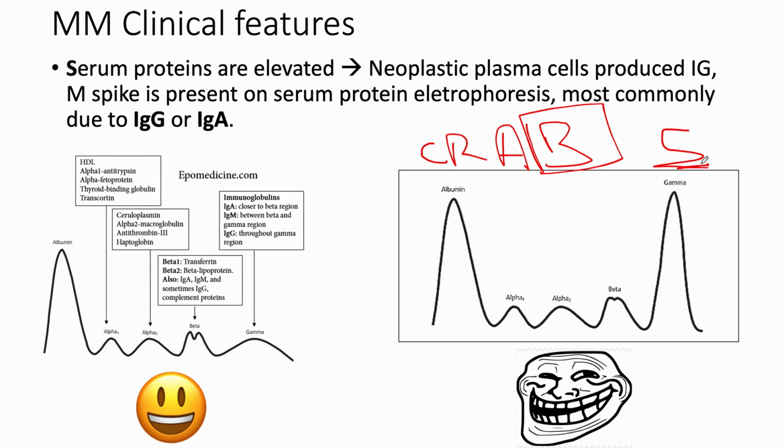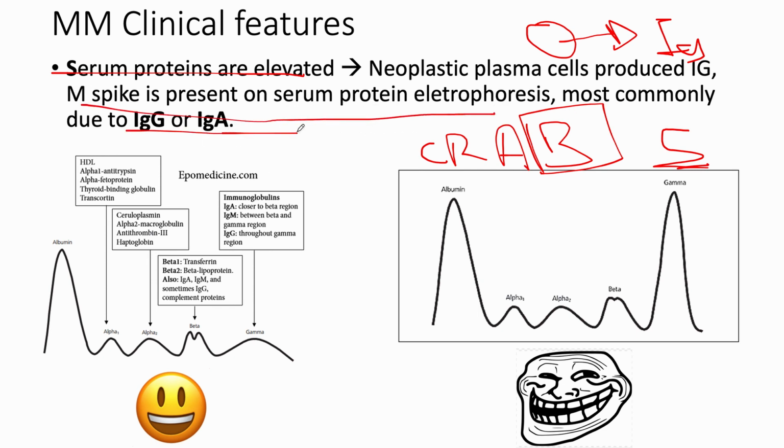And then the S. What is S? S is serum proteins being elevated. So the neoplastic plasma cells, what are they producing? They produce immunoglobulins, IgG, and this leads to an M spike on the serum protein electrophoresis, most commonly due to IgG and IgM.